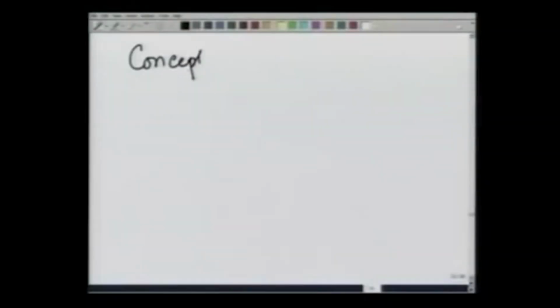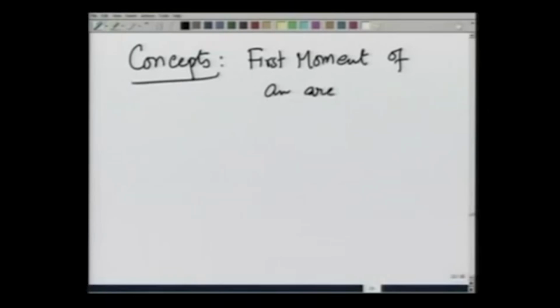Having given you the concepts of first moment of an area and the concept of centroid, we are now ready to apply these concepts to mechanics.